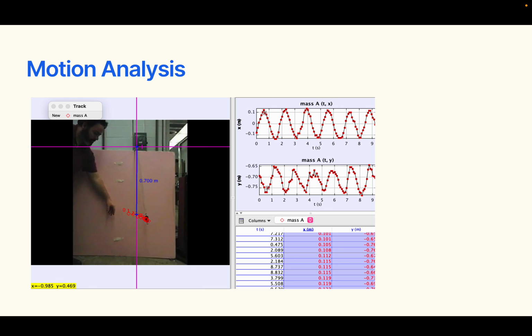And then our motion analysis, so we pulled up the video in Tracker, and it was the guy pulling the spring mass and then oscillating in a circle. And so we set it up so that the origin was at the fixed point at the top, and then we calibrated it to be 0.7 meters as shown in the original video.